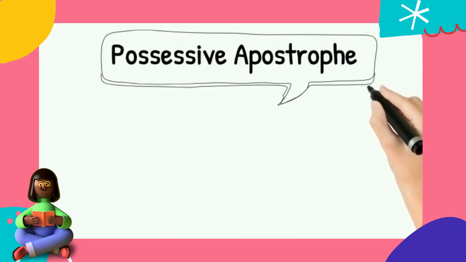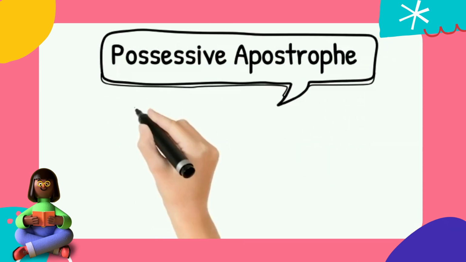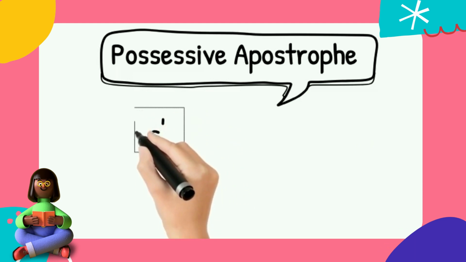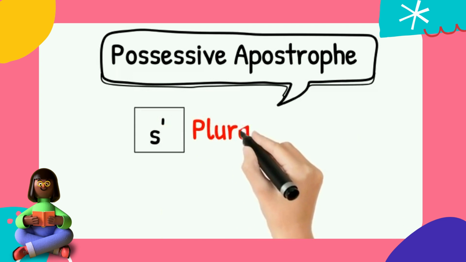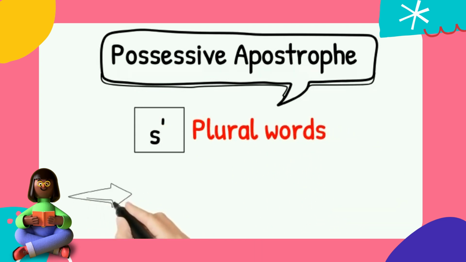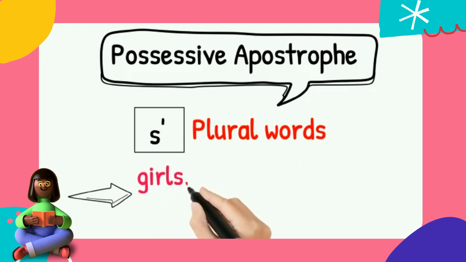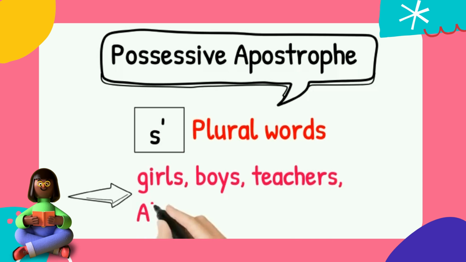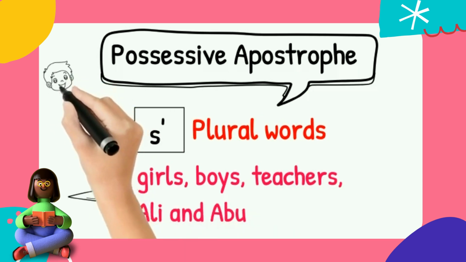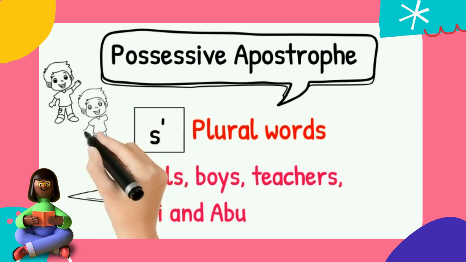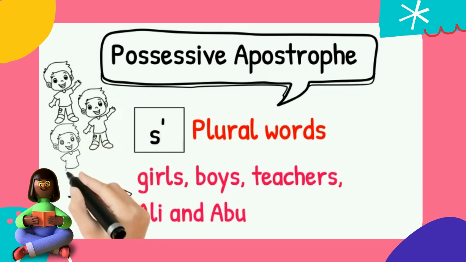The second one is S apostrophe. S apostrophe is used for plural words. Plural words. Many. For example, girls, boys, teachers, Ali and Abu. Plural means more than one. In English, if the things is more than one, we call it as many, which is plural.